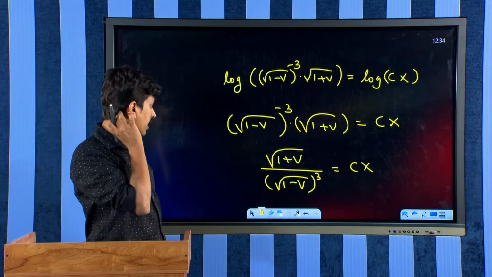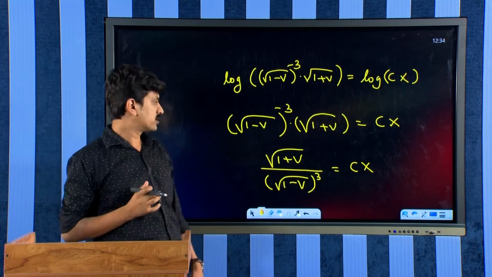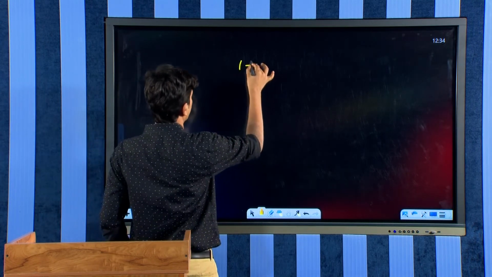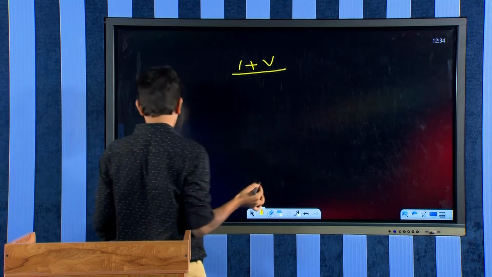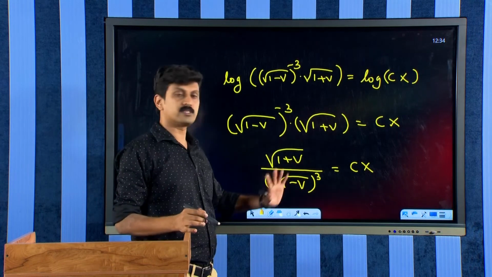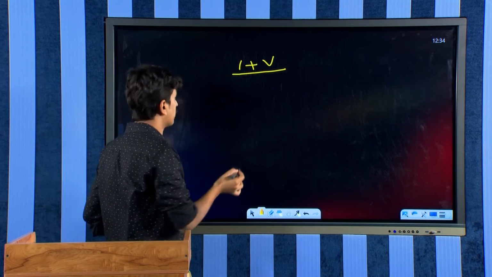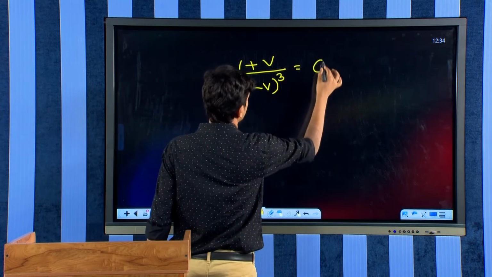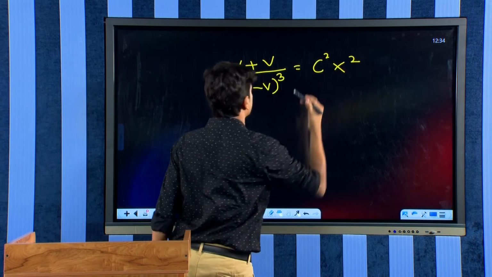So, we can square on both sides. So, we will have 1 plus v divided by (1 minus v) whole cube is equal to c square x square.